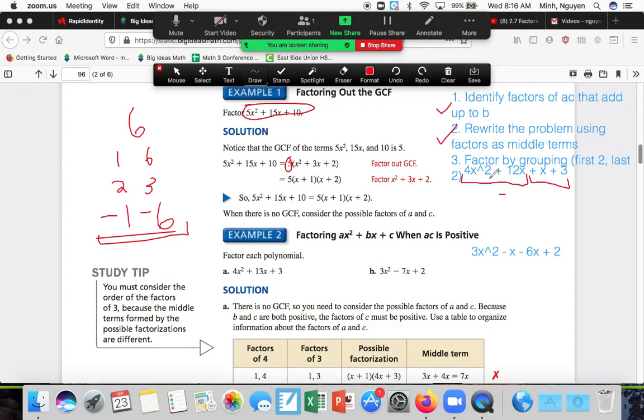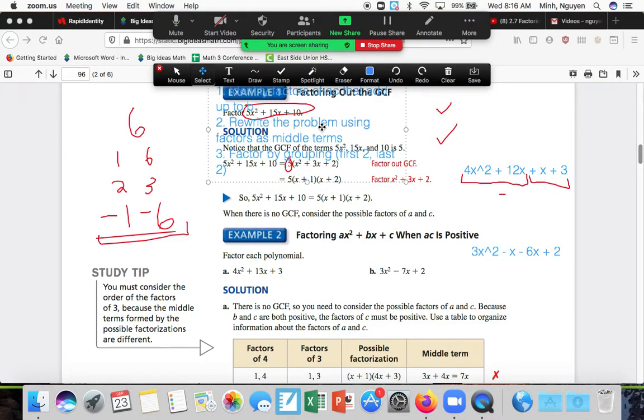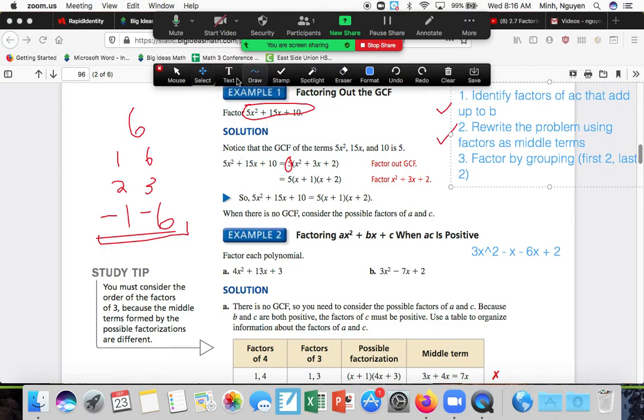First two, last two. Oh, I should erase that other part. Okay. So let's look at the first two. What can I factor from 3x squared and -x? Can I divide them both by 3? No. I can only divide them both by x. So I factor out x. So 3x minus 1.